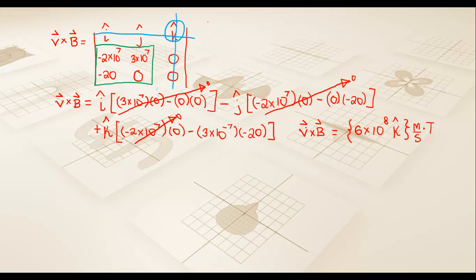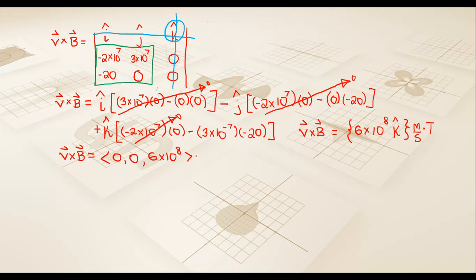Now, if you wanted to, we could also write it as an ordered triple. So as an ordered triple, V cross B would be equal to 0, no x component, no y component, but I do have a z component. So the z component would be 6 times 10 to the 8.